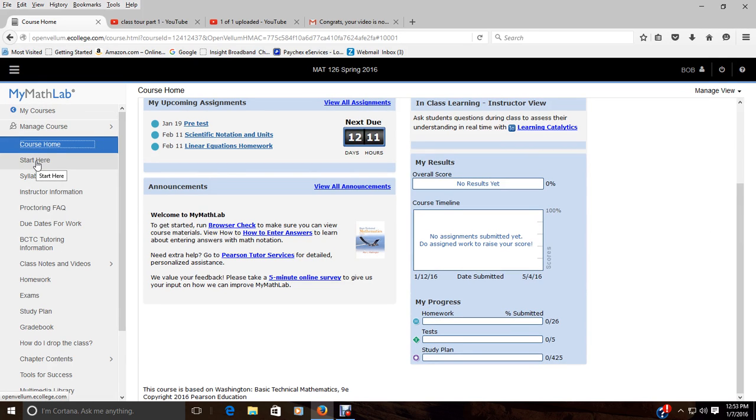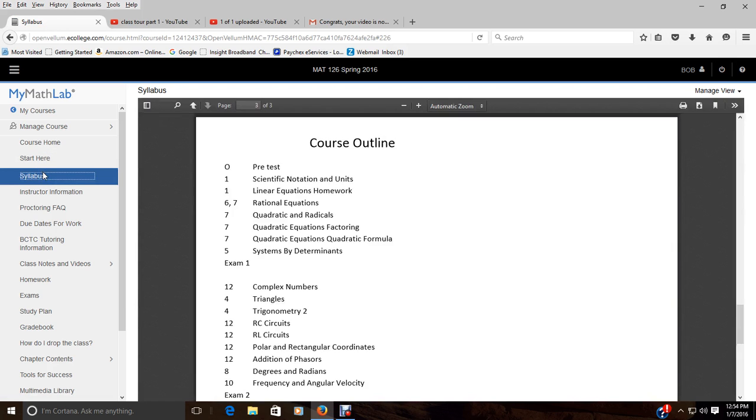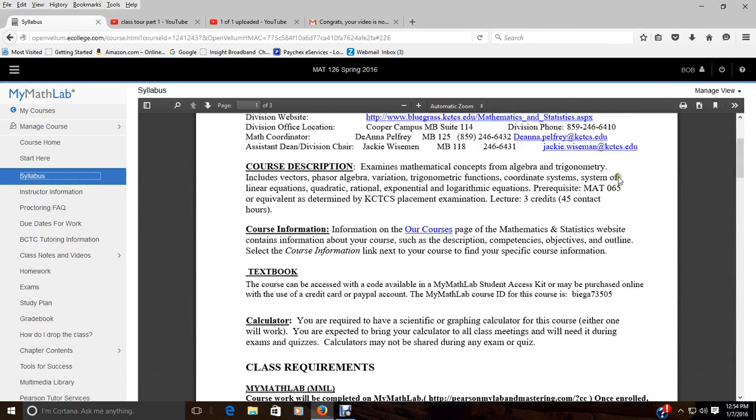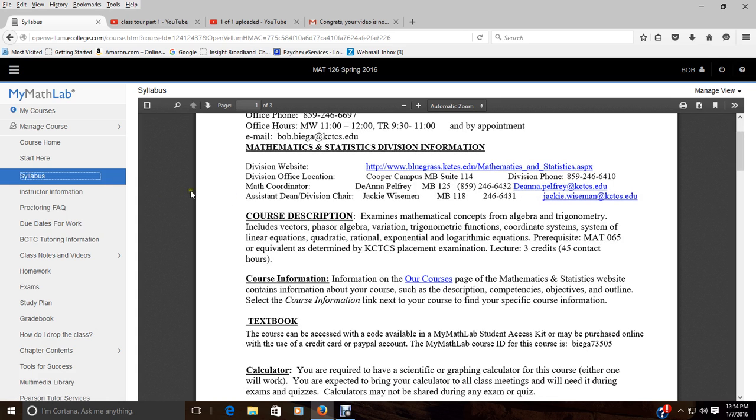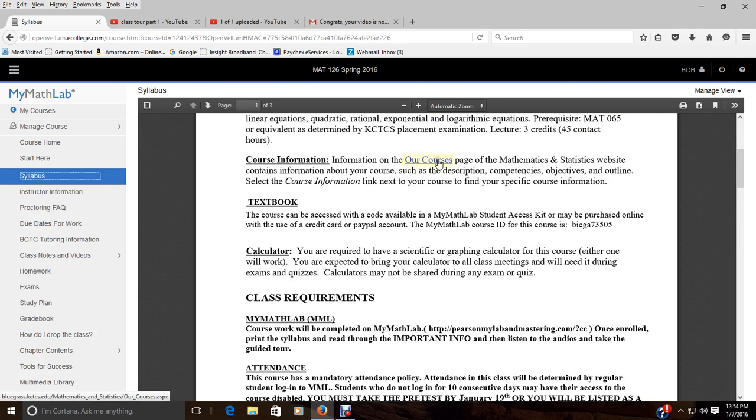We've already been to the start here. That's where you found the video, so I'm not going to go there. I will go to the syllabus, though. When I look at the syllabus, it's something you need to print and you need to be aware of. All the items in here as far as my information, how to get in touch with me, my office hours if you need to come by and see me, my division information, the course description, course information. If you want to really read on a course, you can click that link. It'll take you to that website. The book, which we don't have a hard copy, but we do have the online textbook. And since you're already on this course, you don't need to worry about that.